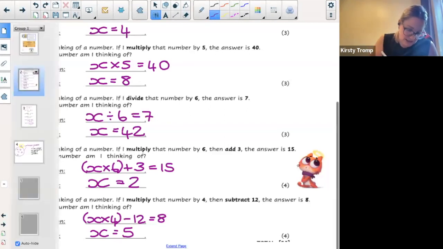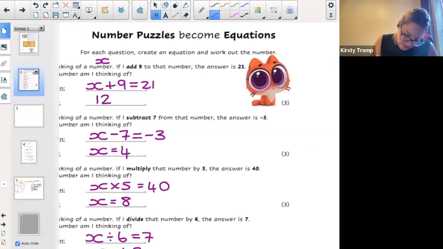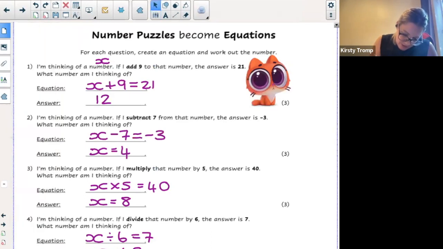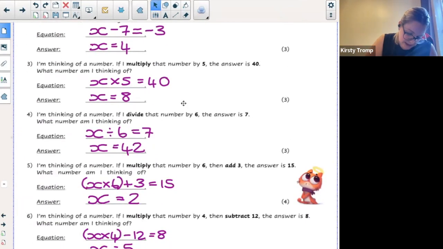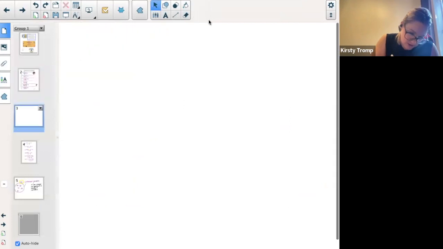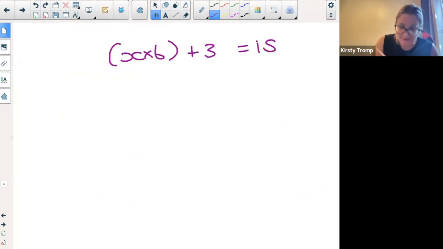okay, so let's do it together. So the sum was for number 5. I'm just going to go get it quickly. It was, sorry, x times 6 plus 3 equals 15, like that.